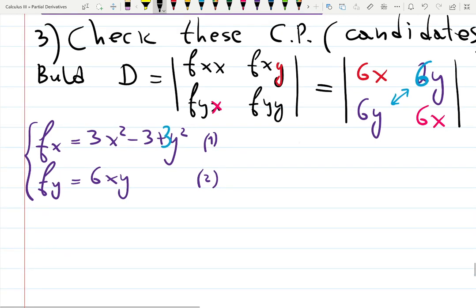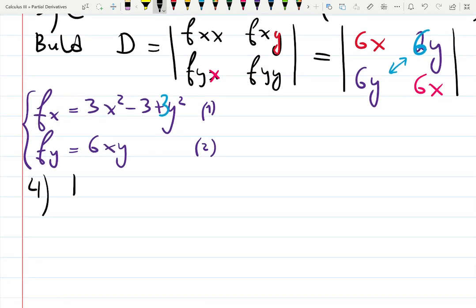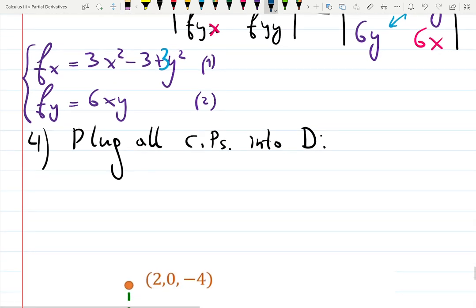Now plug the points. That is step 4. Step 4, you plug all critical points into D. And it's nice if you number them. It doesn't matter which order you go, but it's nice if you start numbering them, because if you have 10 points, you start losing the order.